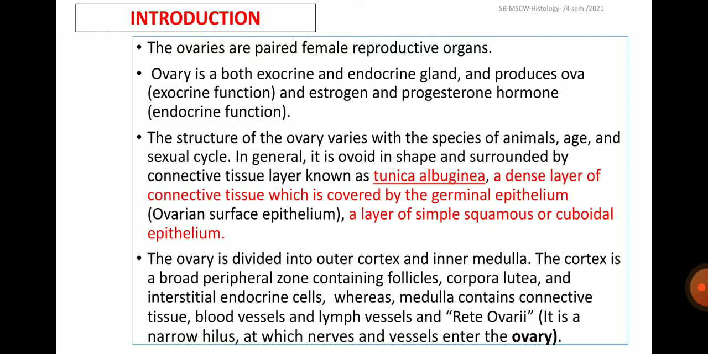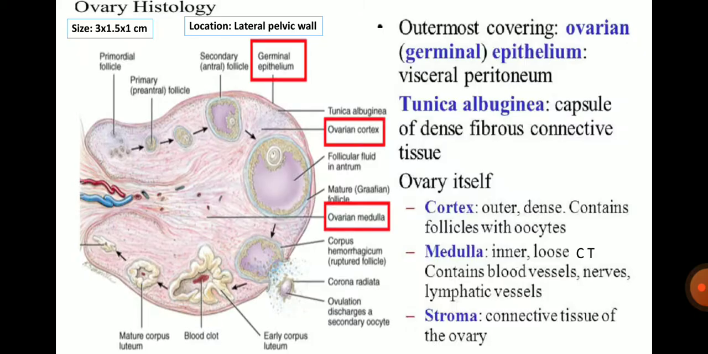So in the cortex, a broad peripheral zone containing follicles, corpora lutea and interstitial endocrine cells are found, whereas in the medulla, connective tissue, blood vessels, lymph vessels and rete ovary are found. And this rete ovary is a narrow hilus at which nerves and vessels enter the ovary.